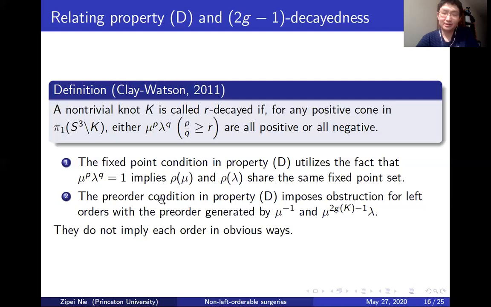And the second condition, the pre-order condition, is an obstruction for left orders with the pre-order generated by two elements, mu inverse and mu to the 2g minus 1 times lambda. It's surprising that we just use those two elements, then we can generate a contradiction for left orders. Since for the first condition our definition of property D is weaker, and for the second condition the condition in property D is stronger, they don't imply each other in obvious ways. There's still room for equivalence, but that would be an ambitious conjecture.